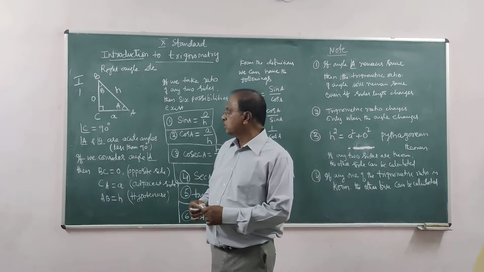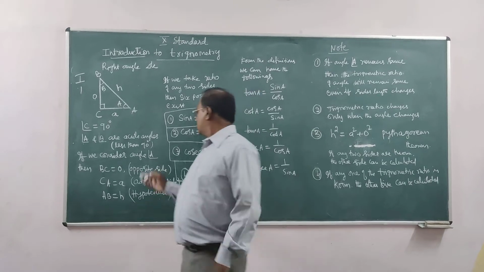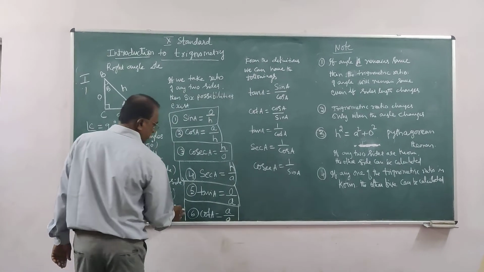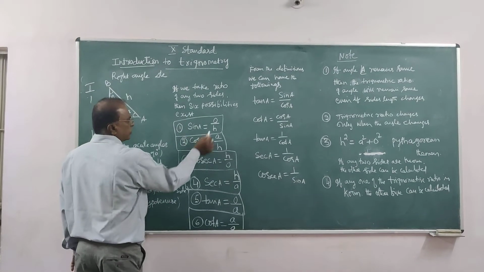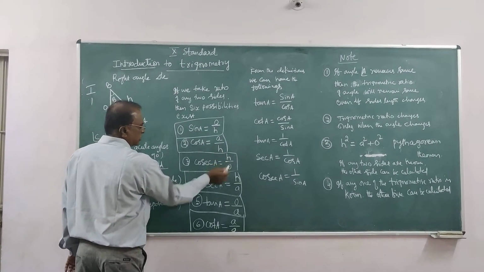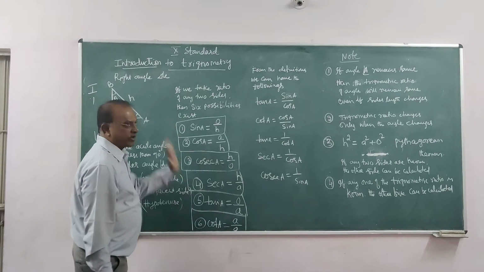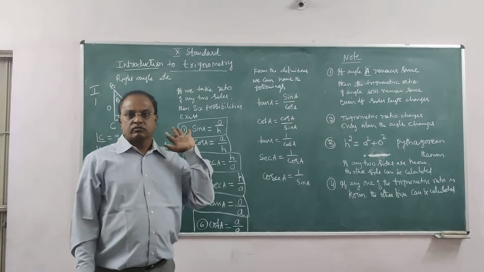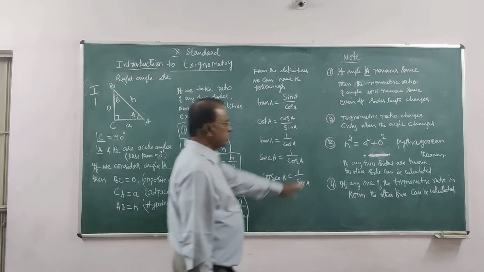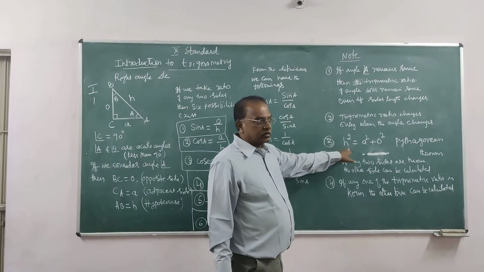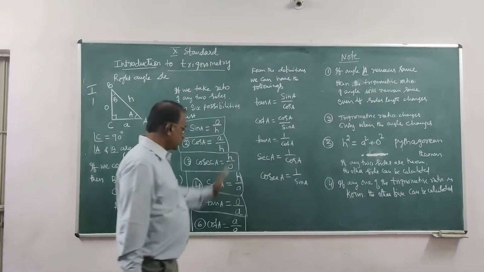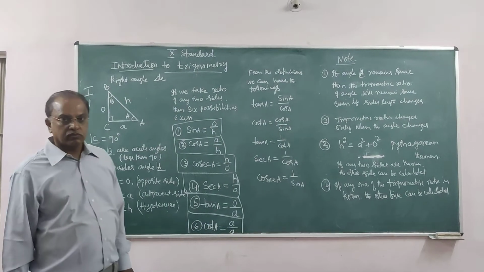And one more thing, there are 6 trigonometric ratios. If we know any one of them, the other 5 can be calculated, because from this formula you can calculate the other side. All other ratios can be calculated.